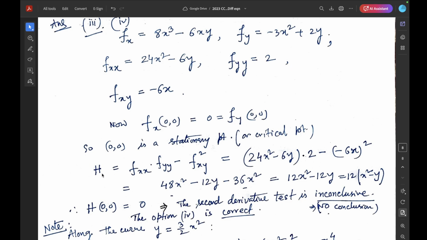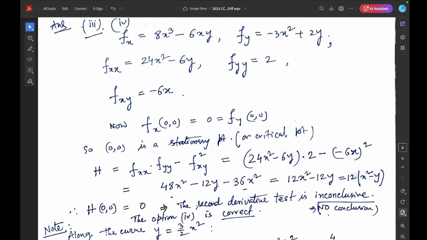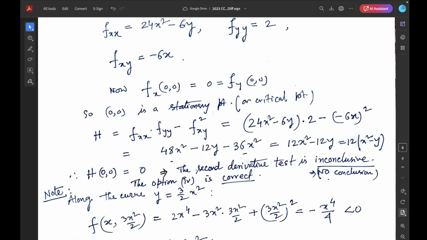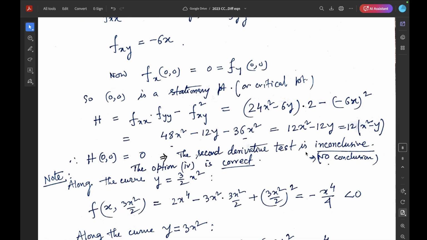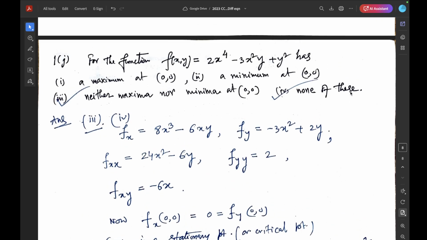Now we find this h, which is del²f/del x² times del²f/del y² minus (del²f/del x del y) squared, equal to this. For this critical point (0,0), the value of h equals 0. So the second derivative test fails. Actually, we have no conclusion from the second derivative test because h at the point (0,0) is 0. So option 4 is correct, none of these.